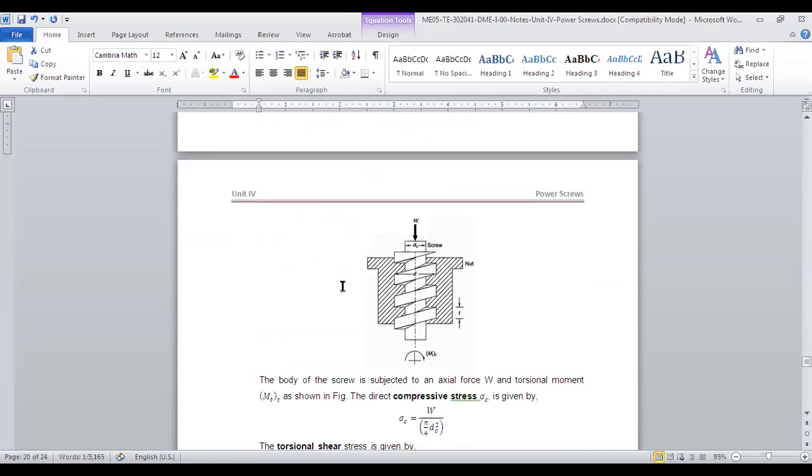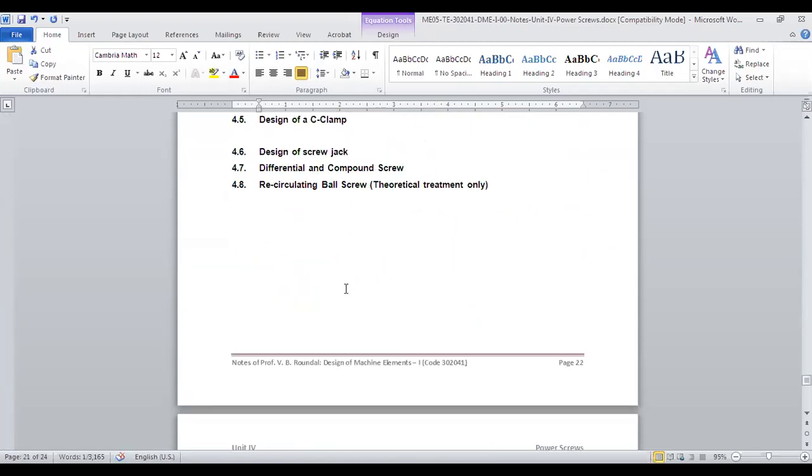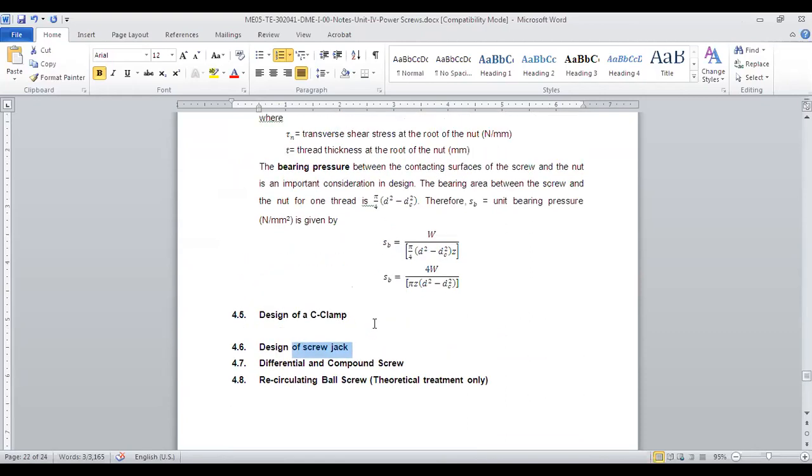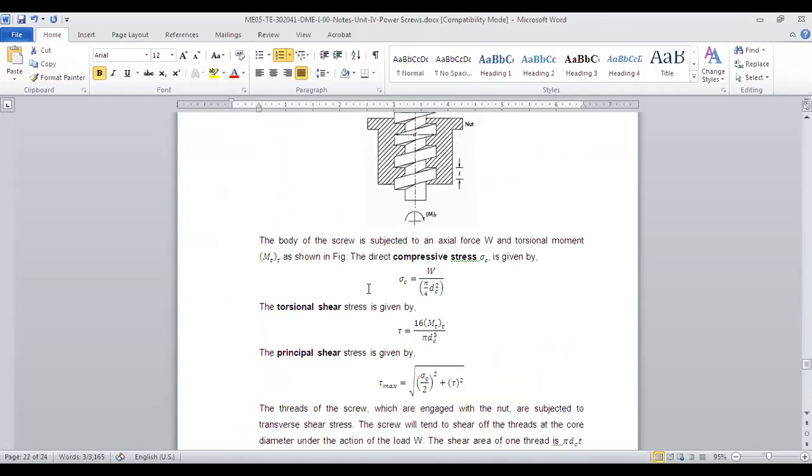And in tomorrow's lecture, we will cover the design of a C clamp today, and in the next lecture I will take design of a screw jack, and then the last remaining small theoretical part, and this is the way we will cover this unit. Okay, so let's go through it now.